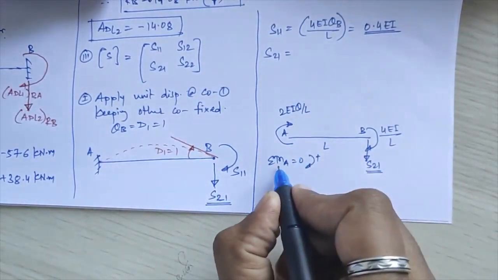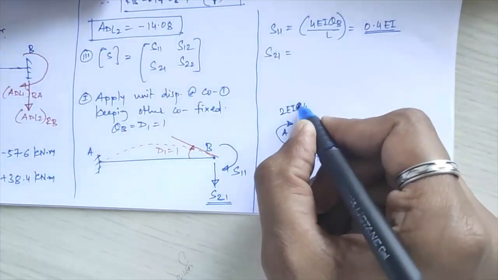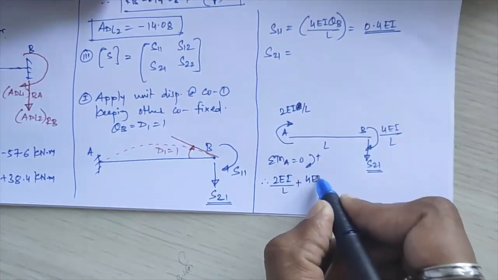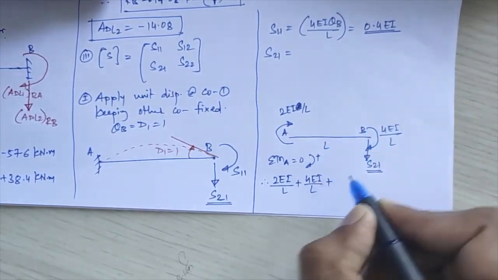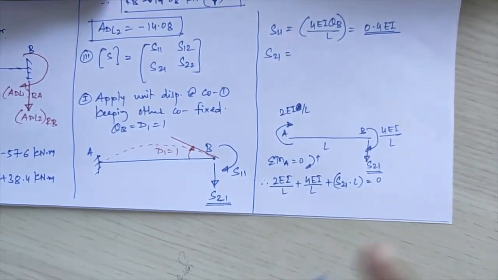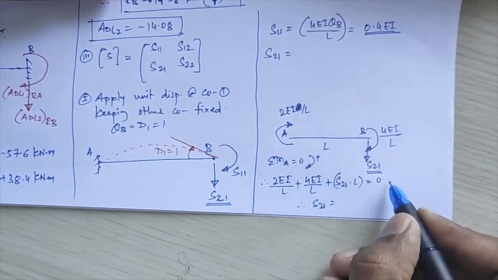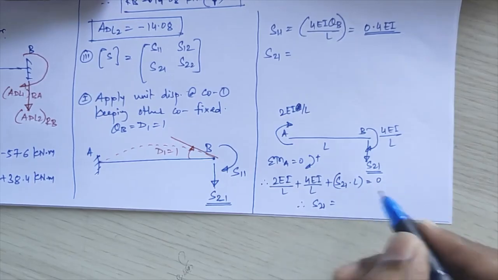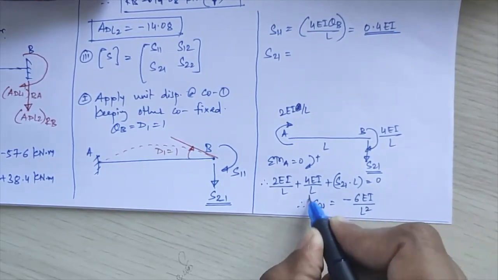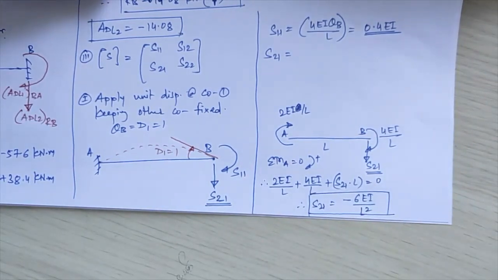Okay, so taking moment at A, if I apply theta as 1, I will not write that theta, I get 2EI upon L plus 4EI upon L plus S21 into L is equal to 0, right? If I calculate this, I get 2 plus 4, that is 6. When that goes on the RHS it becomes minus, and this L will get divided. So I get minus 6EI upon L square. In terms of theta it will be minus 6EI theta upon L square.